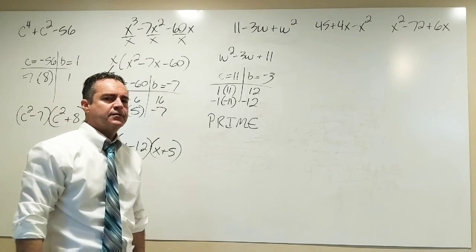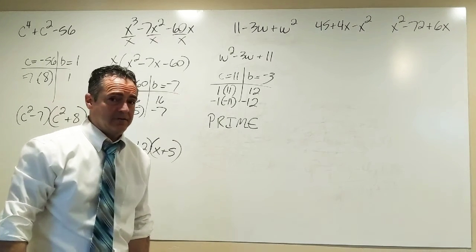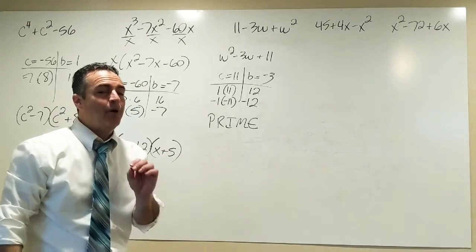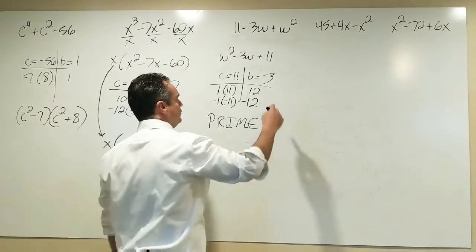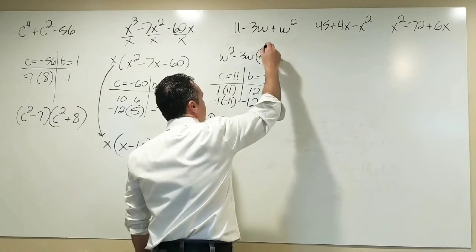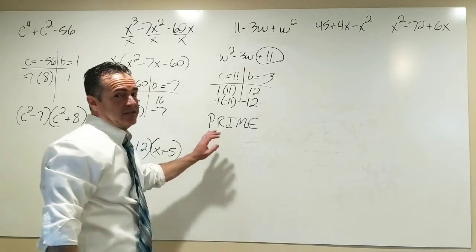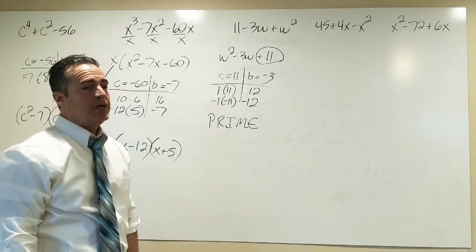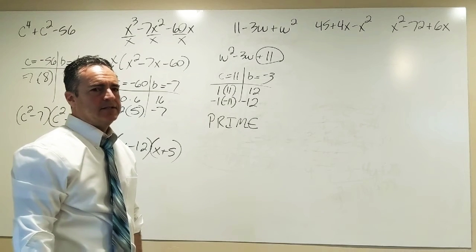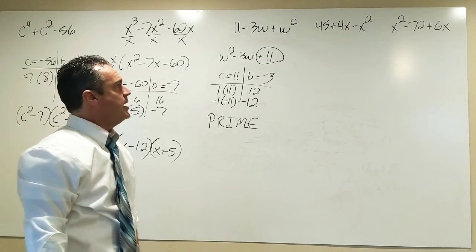Can I give you a little hint? Often, not always, but often, if that last number right there is prime, then this is going to be prime. And so that's a good way to detect that. That's a little detective move that you can make when doing these problems.